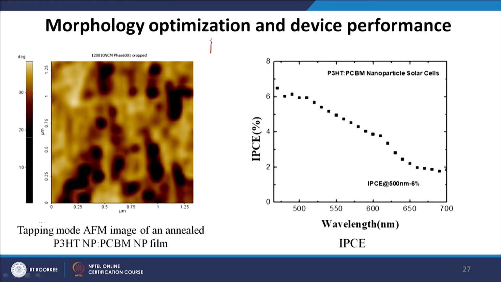We have the P3HT nanoparticle, and we have made the PCBM nanoparticle. One is the donor, another is the acceptor, and both of them are in water. Okay. So now we mix both of them. In one beaker we have the donor nanoparticle, in another beaker we have the acceptor nanoparticle. We mix both of them, and from the mixture we make a film.